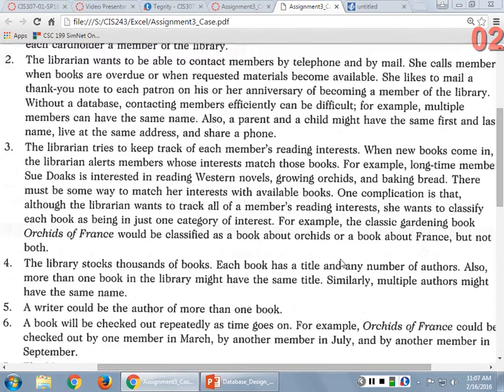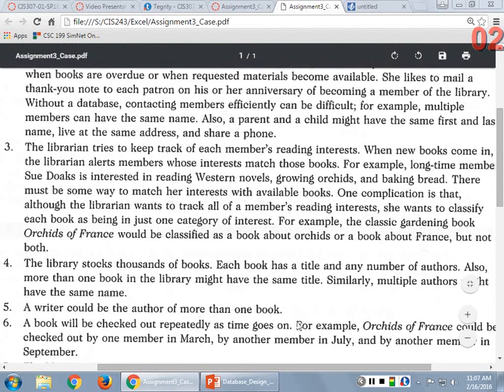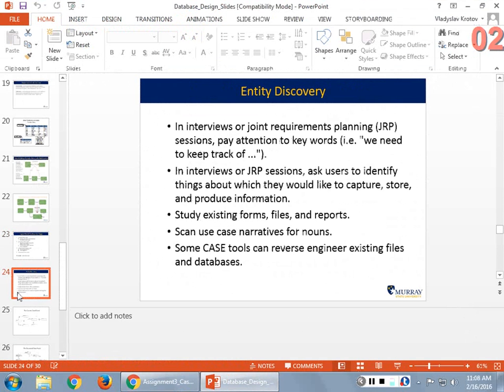After reading this point 3, hopefully you have a few ideas about entities, meaning the things that you need to store data about. By the way, what we are doing right now approximates something called a JRP session or entity discovery. So the first question you need to have when it comes to creating an ERD model is, where do those entities come from in general?